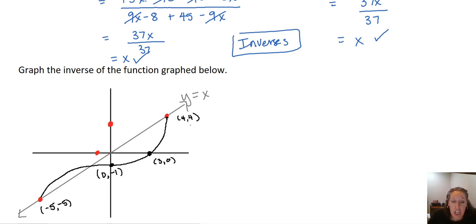So all we're doing here is switching our x and y values. And so our graph ends up being a mirror image across that line, y equals x. So this would be the function of f inverse of x.